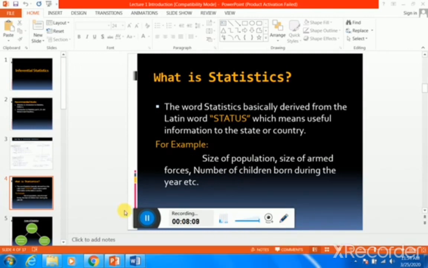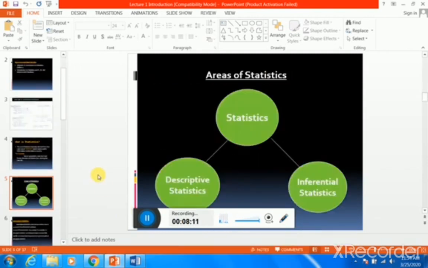Now we will move to the next slide, where we have explained the areas of statistics. Areas of statistics simply means the branches of statistics, the types of statistics. There are so many types of statistics, but regarding your course we are going to study only two types of statistics. One is known as descriptive statistics and another is known as inferential statistics.